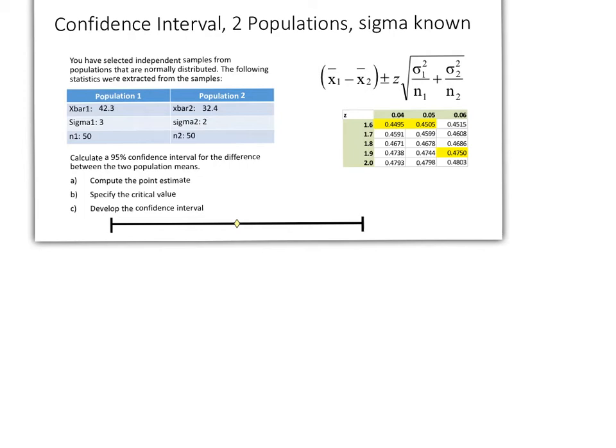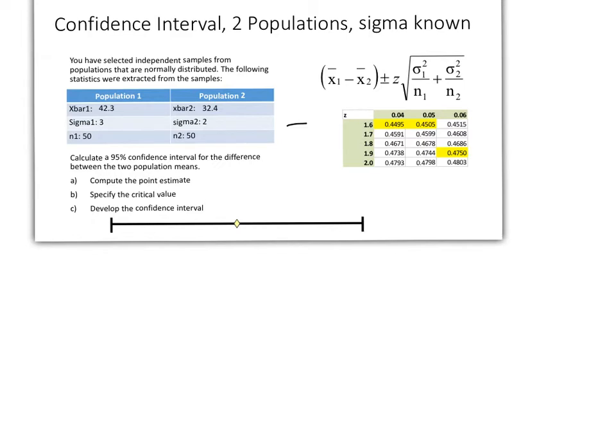We have a confidence interval problem for two populations. Sigma is known. We've got the data for this in the table right here. And we've just got two populations, no more information about it than that. We want a 95% confidence interval estimate for the difference between the two populations. So it's just a simple calculation here that we'll do.